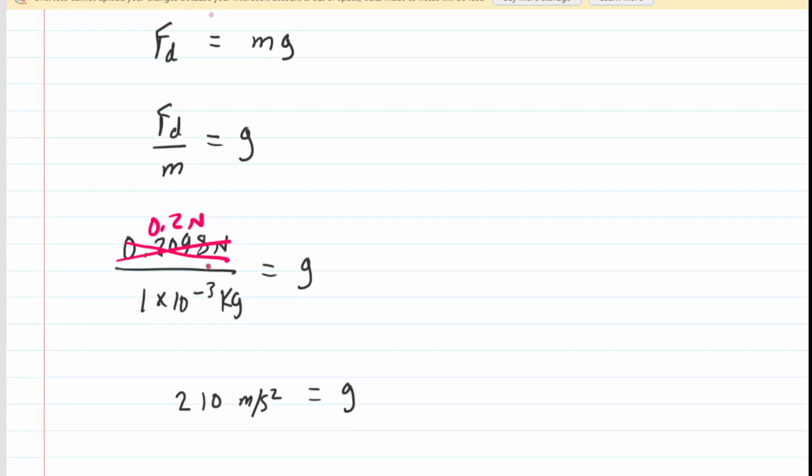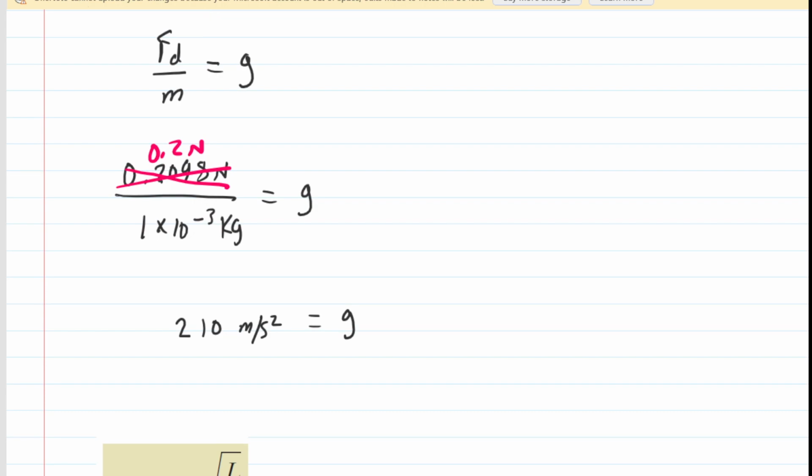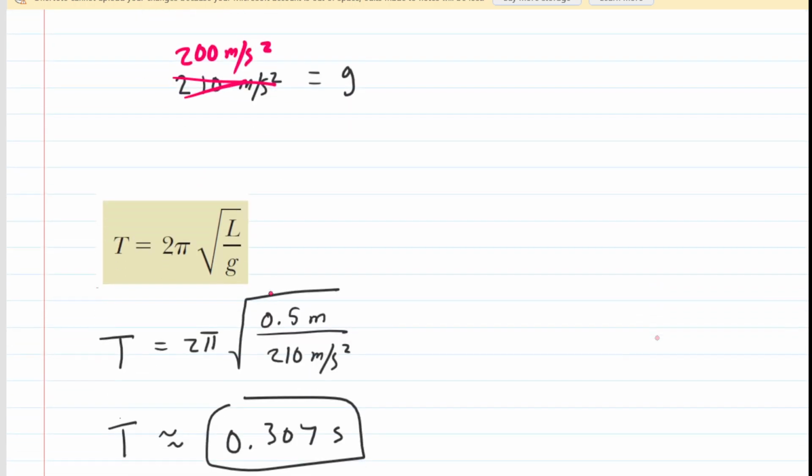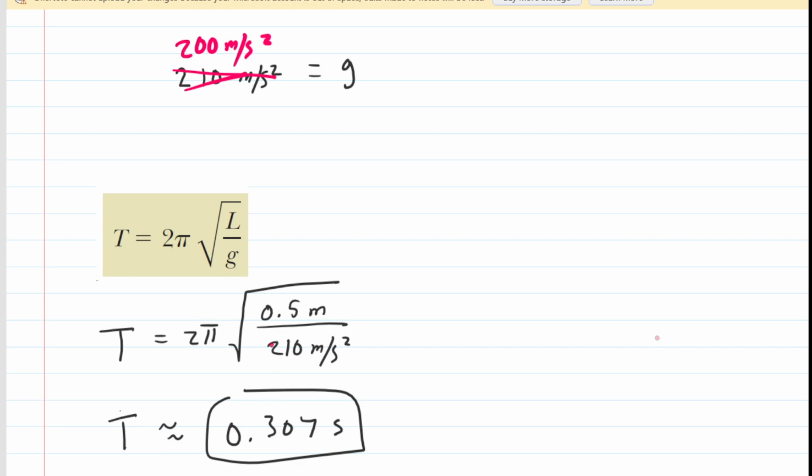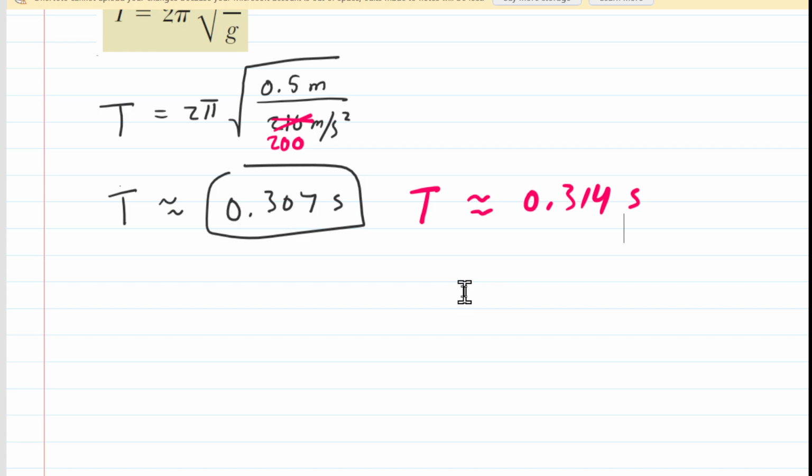So let's recalculate the effective value of g. And when we do that, we would get g is equal to 200 meters per second squared. And then we come down and recalculate the period by replacing our effective value of g with 200. And when we do that, the new period would become approximately 0.314 seconds. And the question is, is that significant? And it looks like it is.